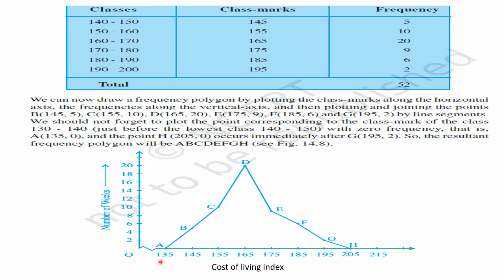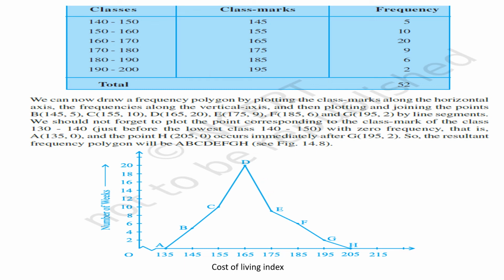Now we have to join all these points successively: A to B, B to C, C to D, D to E, E to F, F to G, G to H. This is the required frequency polygon for the given data. Understood this point, how to construct a frequency polygon for given data without using the histogram?